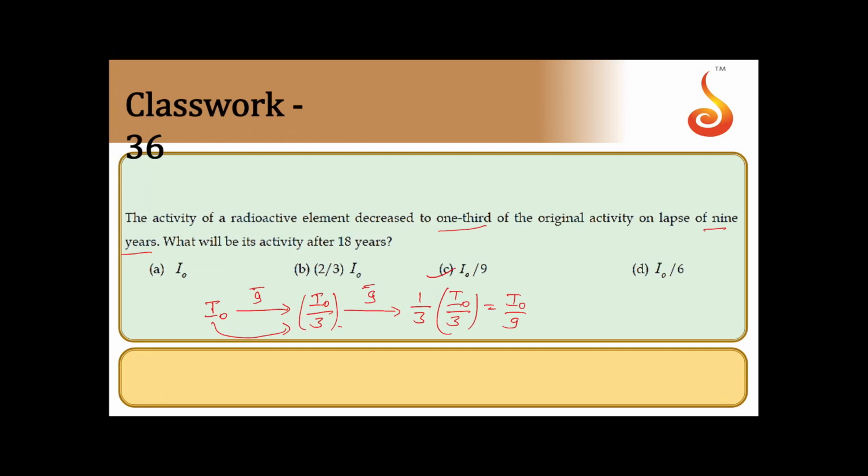So notice one thing, this is how the radioactive decay happens. For equal intervals of time, by what fraction it has reduced, by same fraction or same factor it will reduce.